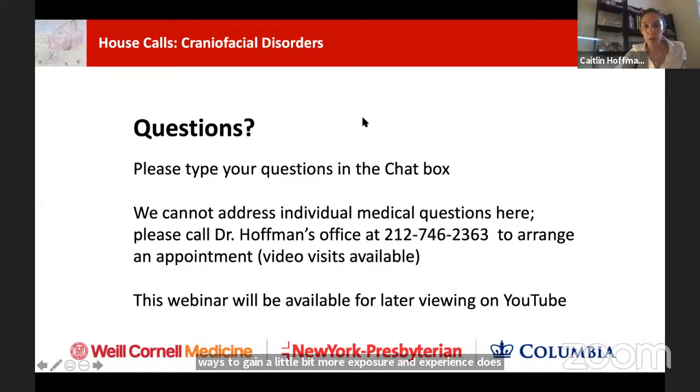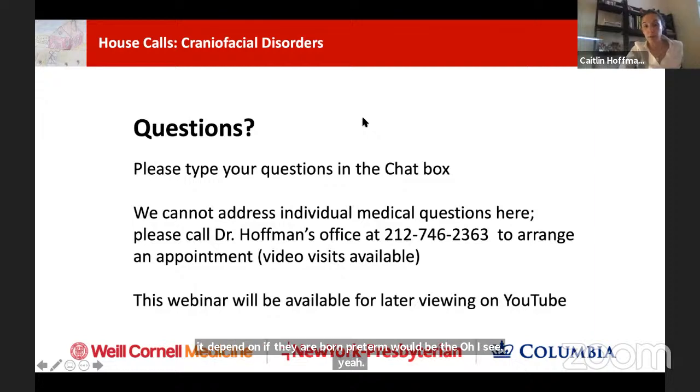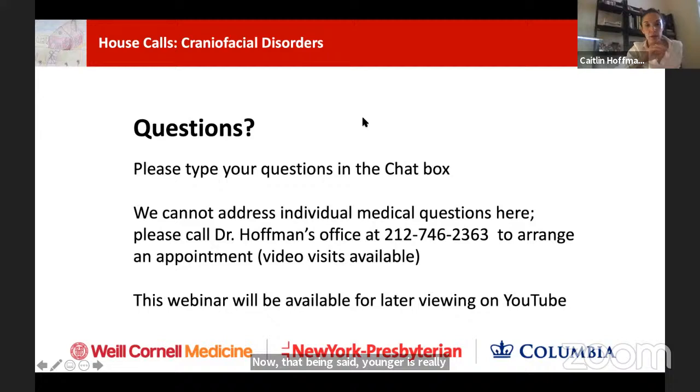Does it depend on if they are born preterm? Yes. That's a wonderful question. So for the preterm babies, we use their corrected age in terms of when to intervene. Now, that being said, younger is really typically better because the younger they are, the more malleable their bones, which means the faster the surgery and the less I need to do to manipulate that bone to get that patient on and off the table. So it decreases the rate of transfusion.